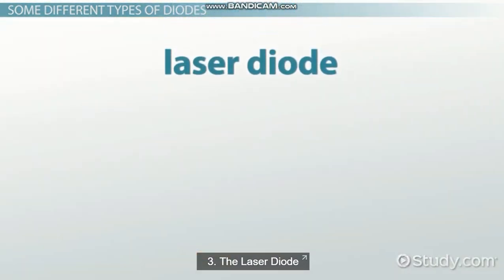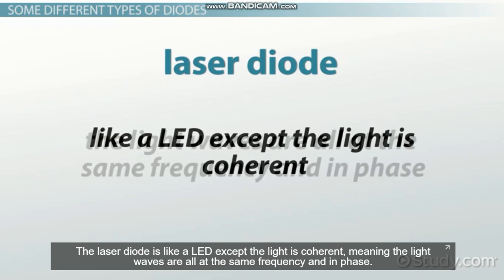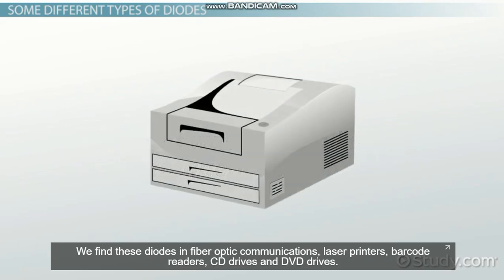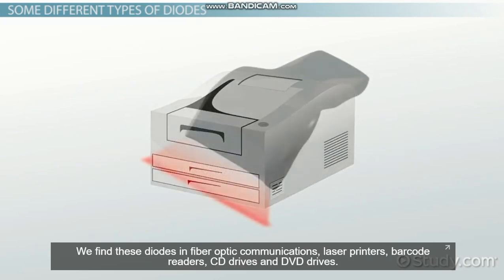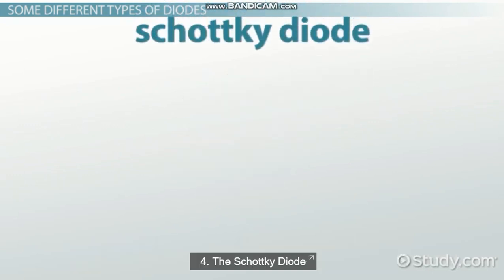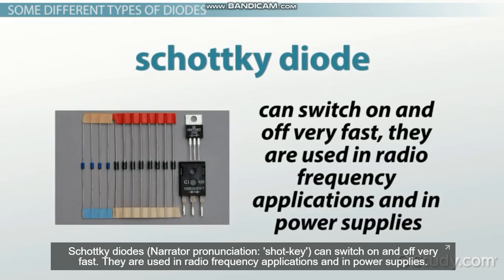3. The laser diode. The laser diode is like an LED, except the light is coherent, meaning the light waves are all at the same frequency and in phase. We find these diodes in fiber optic communications, laser printers, barcode readers, CD drives, and DVD drives. 4. The Schottky diode. Schottky diodes can switch on and off very fast. They're used in radio frequency applications and in power supplies.